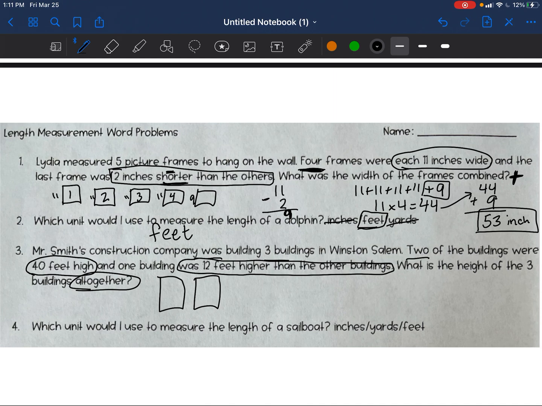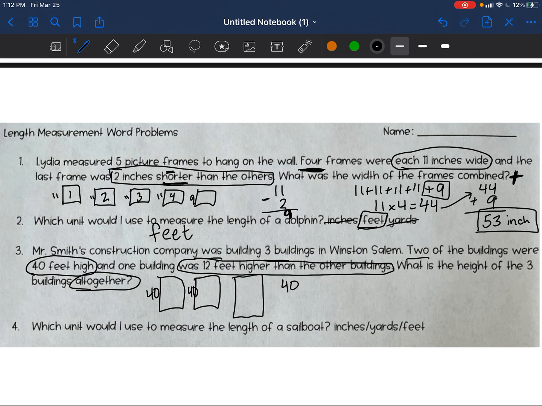2 of the buildings were 40 feet high. So from the top to the bottom was 40 feet. For 2 of them, okay? 2 of the buildings. So this one was 40, this one was 40. So they were the same length, the same height. But the other building, one other building, because there were 3 total, was bigger. It was 12 feet higher than the others. Okay? So how big was that? Well, how big were the other 2 buildings? They were 40 feet. But the third building was 12 feet higher.